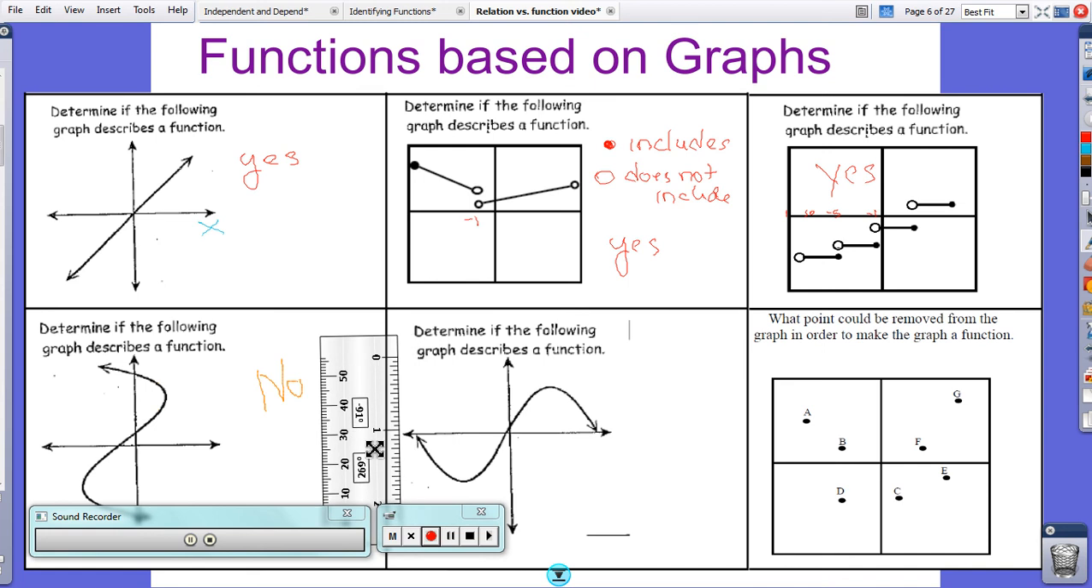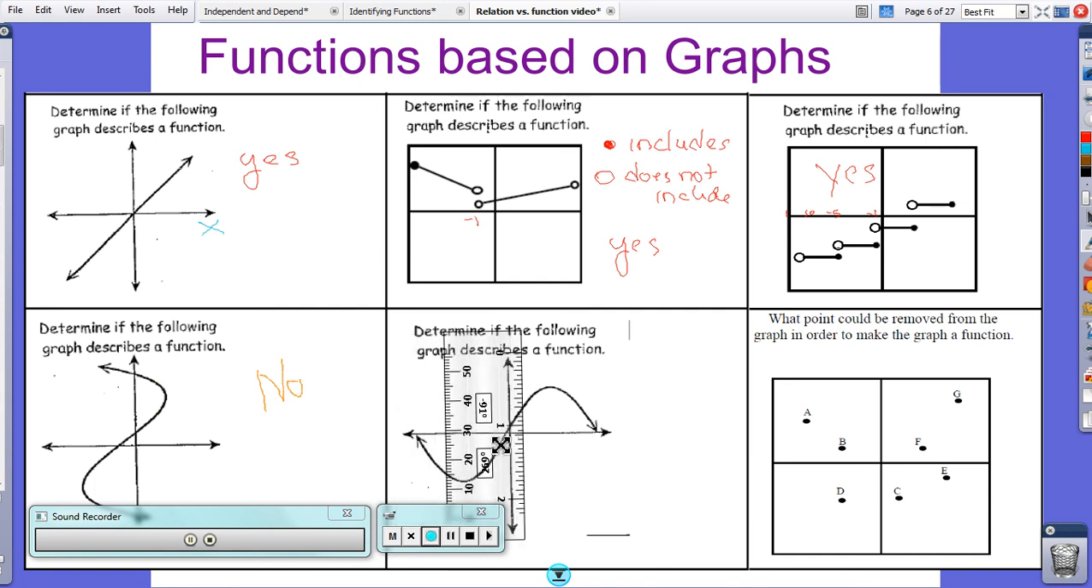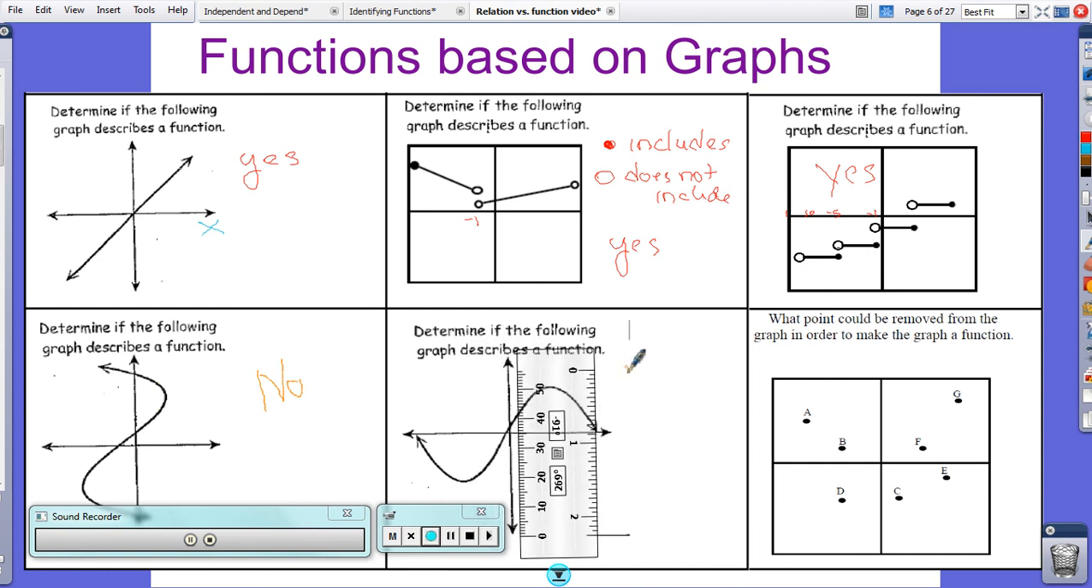So now let's go over here. What do you think about this one? Is this a function? Well, look, here I go. I'm going across. Have I touched anything twice yet? Actually, no. I didn't touch anything twice. So, yay! This is a function.